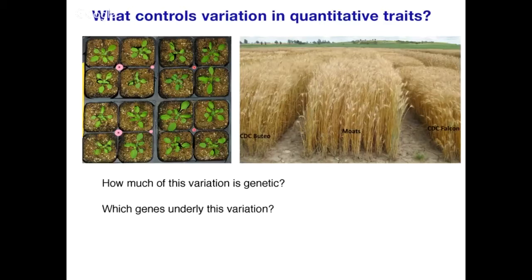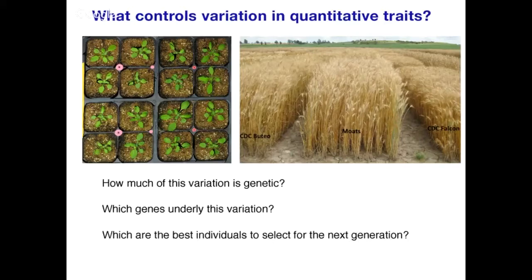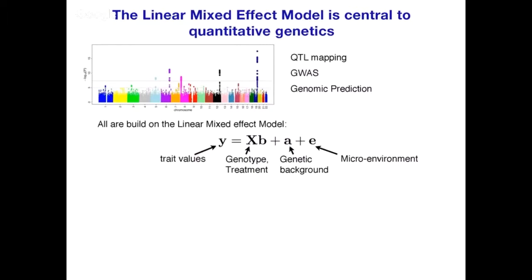And when you have a population of individuals like this, sort of central questions that you might ask are, how much of this variation that we see among individuals is genetic? Of that genetic variation, what genes underlie it? And then in an applied sense, can we use that information to select the next individuals to take forward in a breeding program? So all of these questions are really statistical, and by far the most used statistical model in quantitative genetics is this linear mixed model, which we've heard about some today.